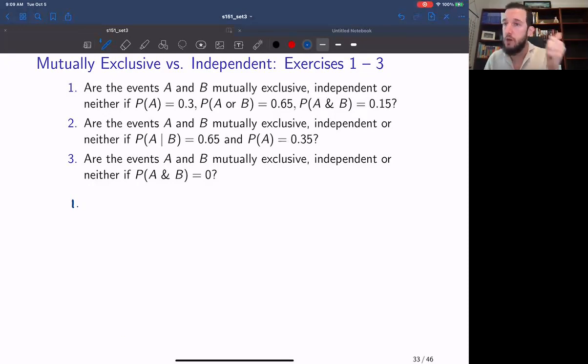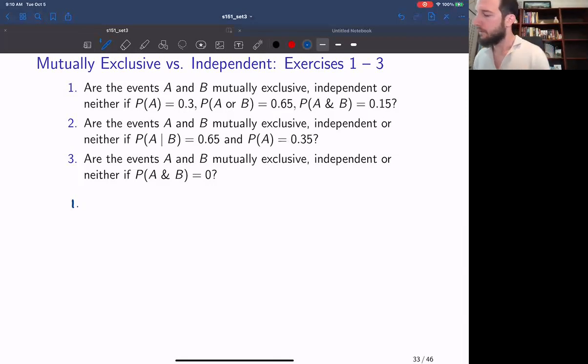If the events are not mutually exclusive, that means that they intersect. If they intersect, they can be either independent or dependent. So again, independence requires intersection. Therefore, two events that are independent cannot be mutually exclusive. These are different things.